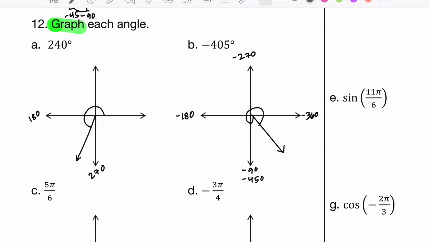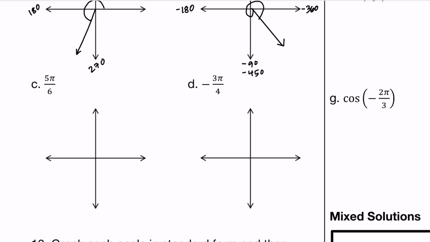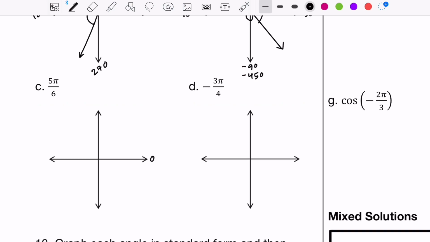Now we got the radians, and for the radians, we know that this is 0 and this is pi, and that this denominator is 6. So this means we got to cut the semicircle into 6 equal slices. 1, 2, 3, 4, 5, and then here's the 6. So that's the different slices right there. And then we're going to come around and grab the 5th one. And that's it right there.